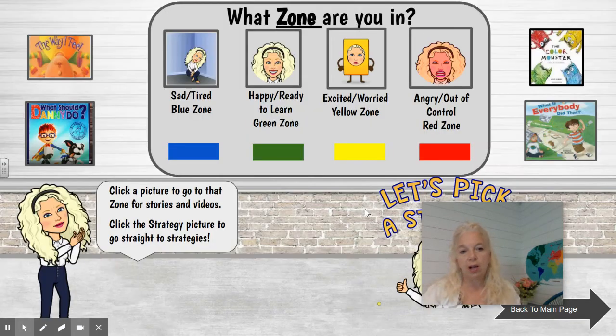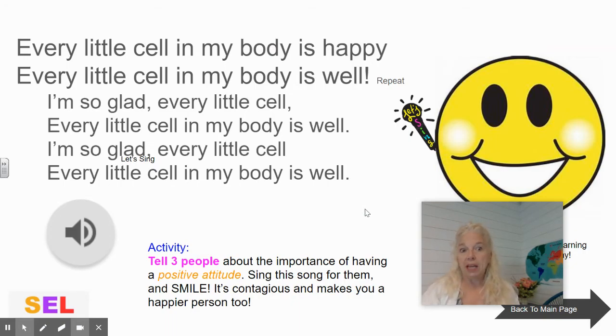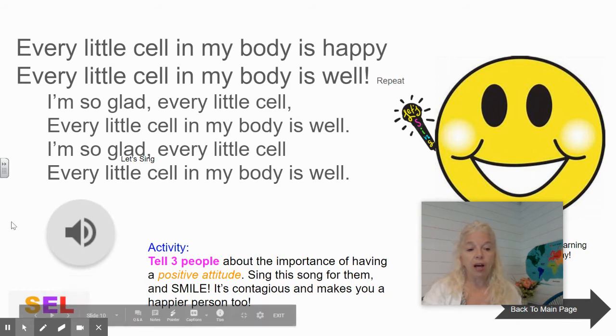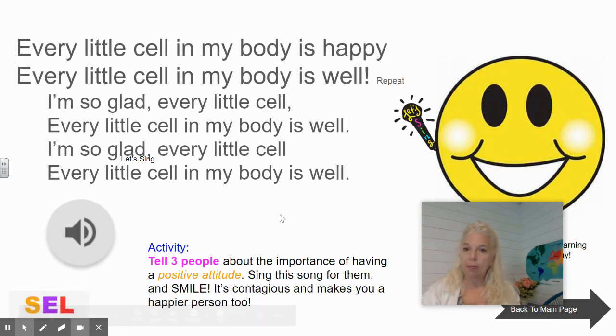And this is a song about being happy and making good choices as far as our attitude in our lives. So every little cell in my body is happy, every little cell in my body is well. And the song will be on the recording so you can listen to that as well. And then tell 3 people about why it's so important to stay positive and to have a positive outlook on your day.